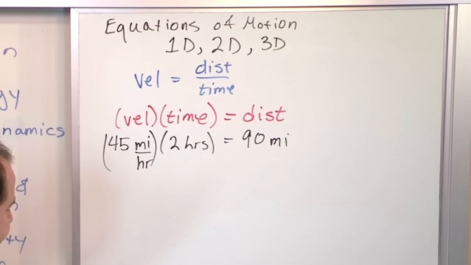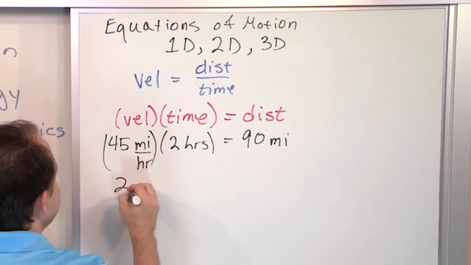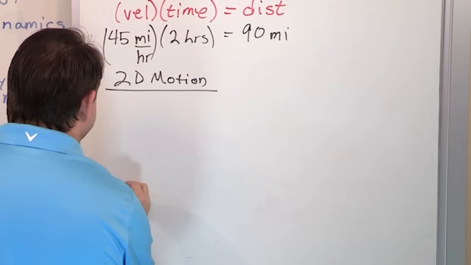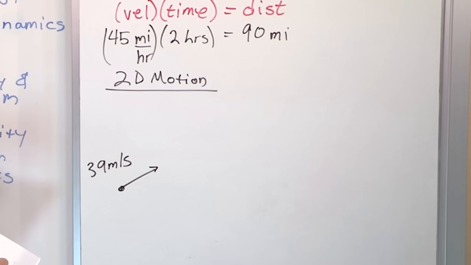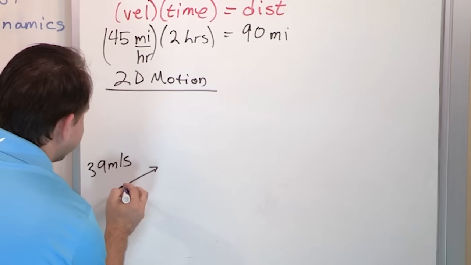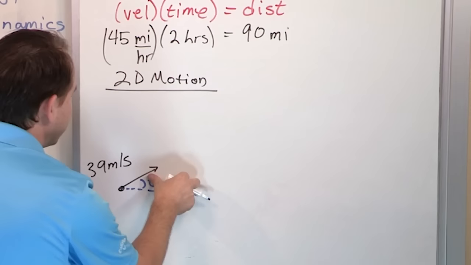So for instance, in 2D motion, I might actually throw something like a baseball or something. I might throw something up here at like 39 meters per second. So I'm using the same thing. It's a velocity, but it's meters instead of miles, meters per second. So you all know that if I take a ball and I throw it at an angle, right? So let's say I'm throwing it at some angle here. I'm going to call that angle theta. That's just a variable that's talking about the angle, or I can just take out the variable itself and just say, well, I'm tossing it at 25 degrees from the ground, right?